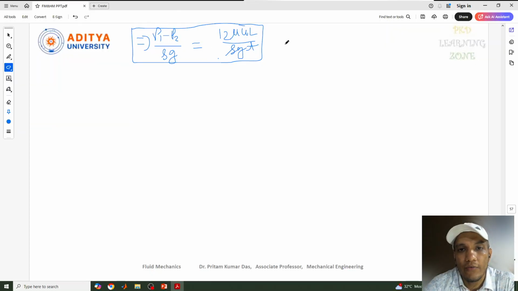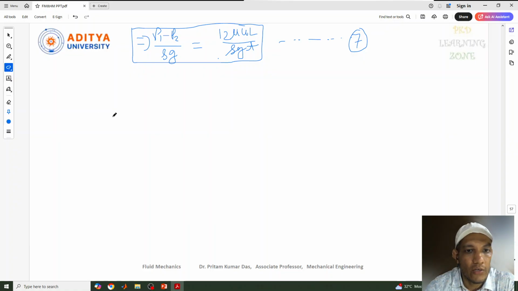And previously, in the circular pipe, we got equation number 7. There we got d square, here it is L and t square, and there it was I think 32. Here it is 12. So this is all about the velocity distribution.